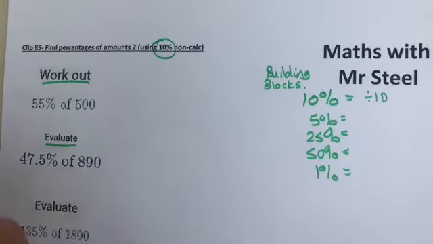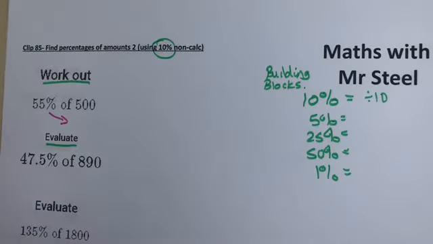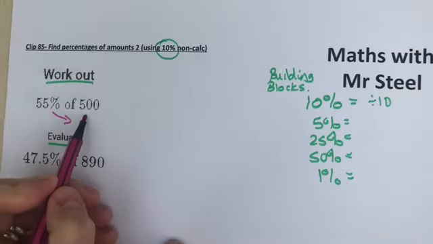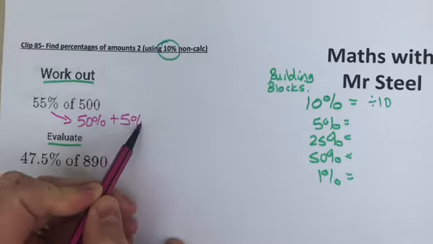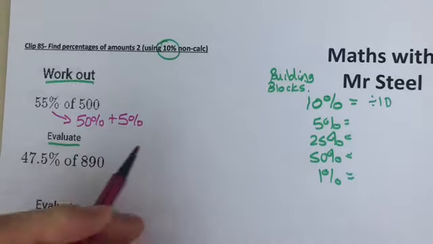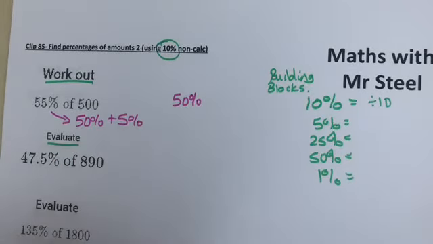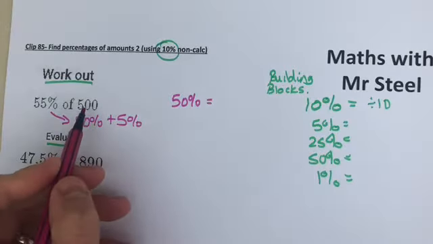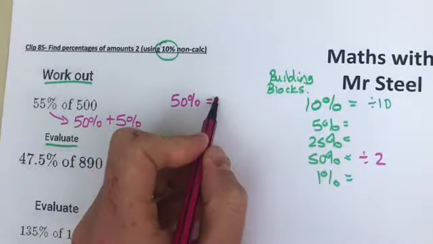So the first question, first thing we're going to do, like the last clip, we're going to work out how we're going to get 55%. So what adds up to make 55%? Well, I could do 50, and then I could add on 5%. So we have to work those two out for 500 and add them together. So how do you get 50% of 500? Two ways. One, 5 lots of 10, or you could just work out 50%. So 50%, which is half, so that was divided by 2. Half of 500 is 250.